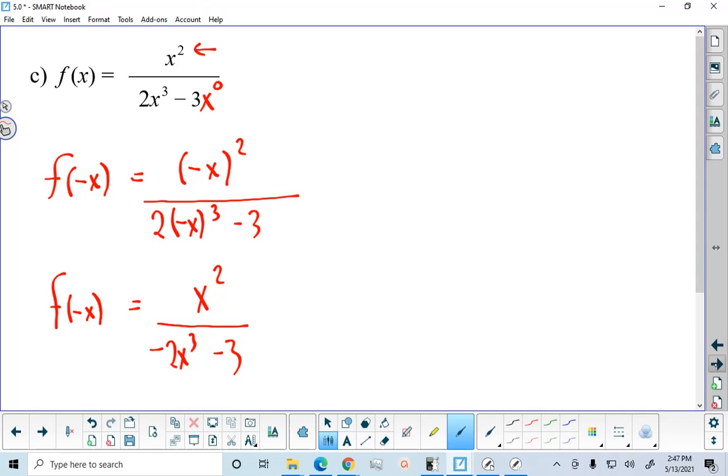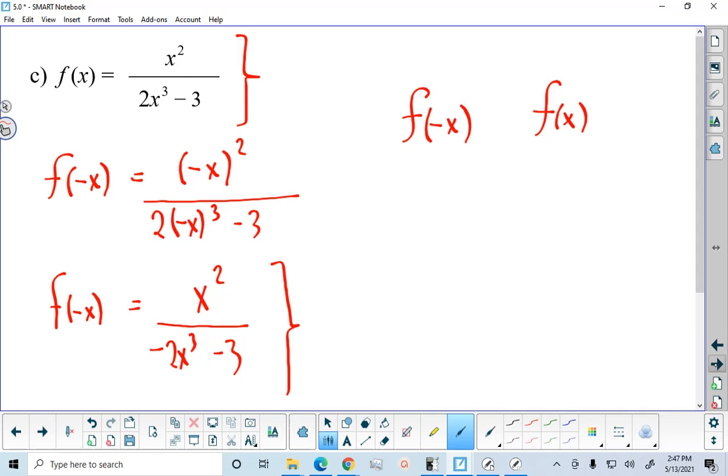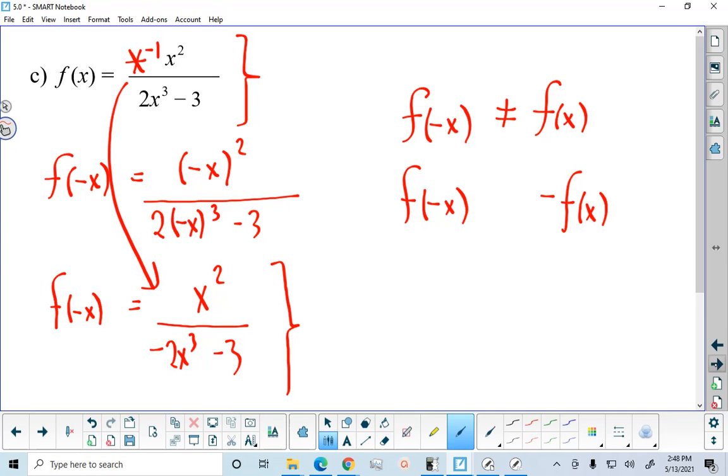So the first question you ask is, is f of negative x the same as f of x? Is this thing identical mathematically to this thing? And the answer is no. It's not, because the coefficient of one of the terms on the bottom is 2. The coefficient on the bottom in the new thing is negative 2. These are not equal. Then you ask, well, is f of negative x equal to the negative of f of x? And what that means is if you were to multiply this by -1, would you get that? And the answer is no.